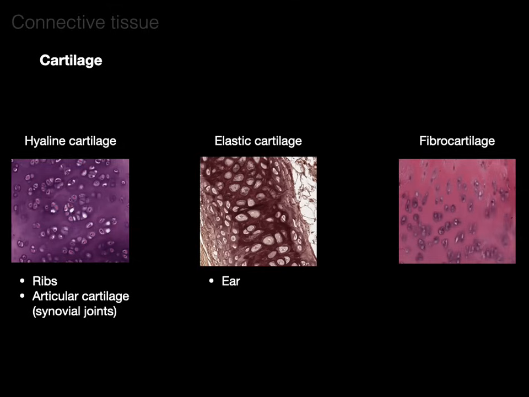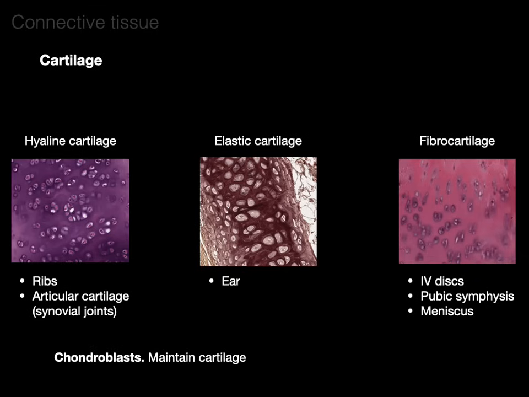Now, fibrocartilage has the greatest concentration of collagen fibers. We find that in the intervertebral discs, the pubic symphysis, and the menisci in your knees. So it also gives some flexibility, but it is very strong. So cartilage, that's one of the things, it's strong yet flexible. The cells in cartilage are called chondroblasts that maintain the cartilage, and then mature chondroblasts become chondrocytes.